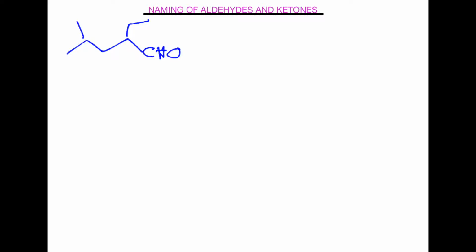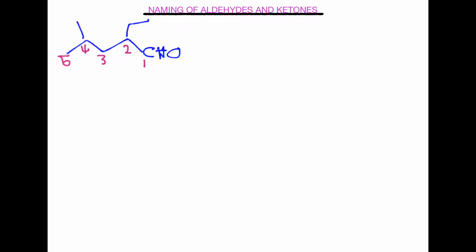So when we are counting the longest chain from the functional group, then we can say this is our 1, our 2, 3, 4, and 5. So how do we name this? Initially we know that if it is an alkane, it's going to be pentane. So we can be sure that the corresponding aldehyde is going to be pentanal.